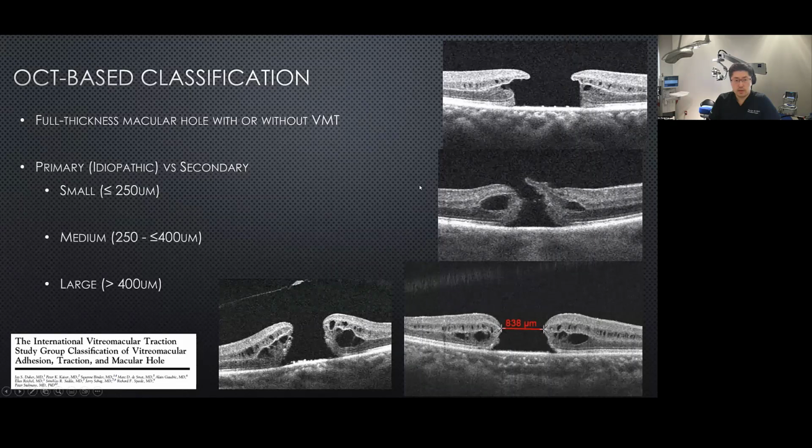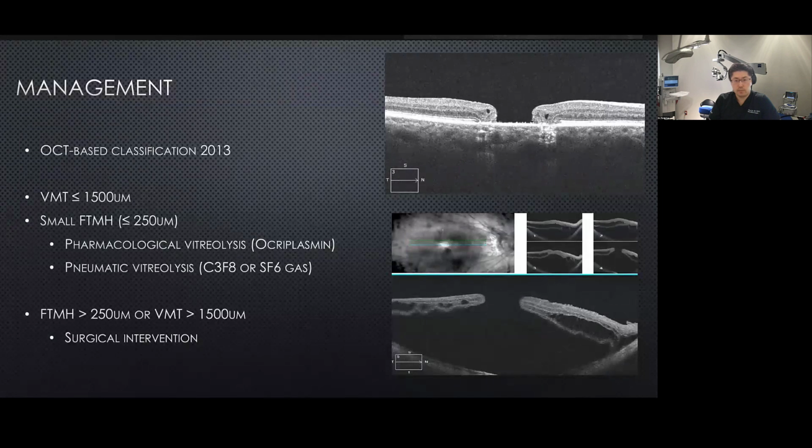So now, of course, in the era of OCT, we make our diagnosis and classification based on OCT images, which makes things a lot simpler. We have full thickness macular hole with or without vitreomacular traction. And we talk about whether it is a primary macular hole, so idiopathic, or secondary, post-trauma, high myopia, and so on. And we define them as small, medium, or large macular hole. And of course, it's associated with corresponding treatments.